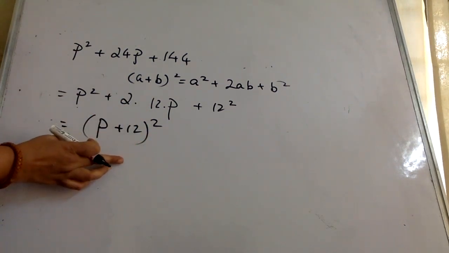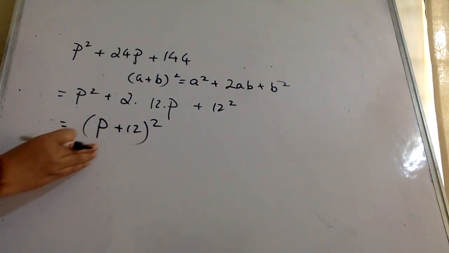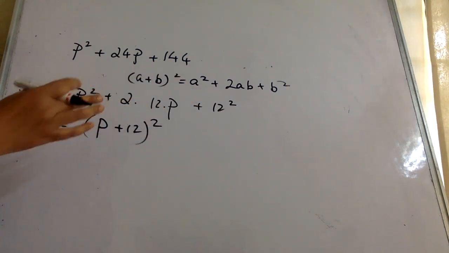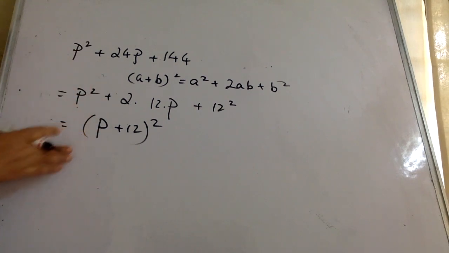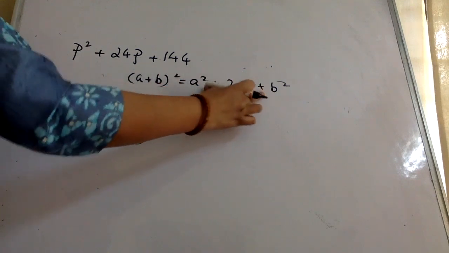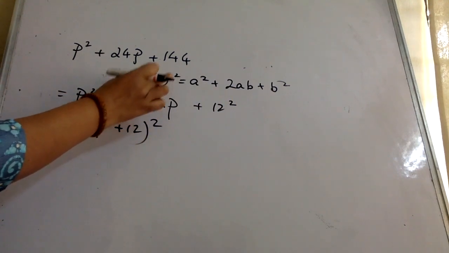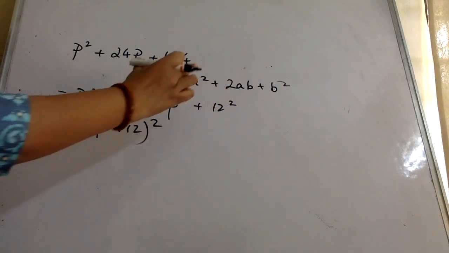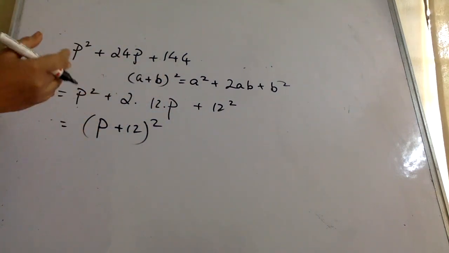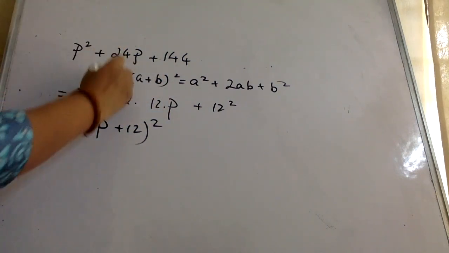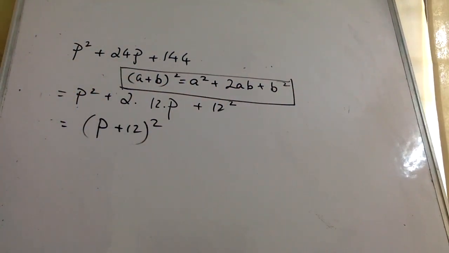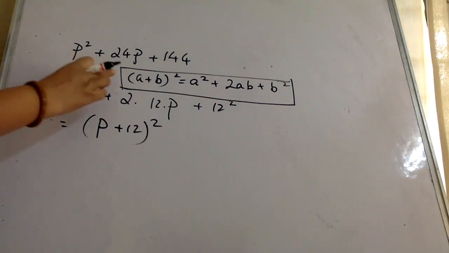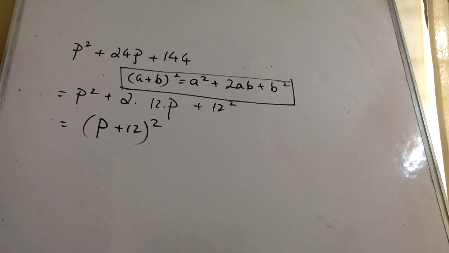Now this is clearly a factor. Why is it a factor? Because it is p plus 12 into p plus 12. So we have converted this expression to factor form. As I have told, this side to this side conversion is factorization, and this side to this side conversion is expansion. So expansion is the opposite of factorization. I'll just make a box. Don't mix this up with the rest of the sum. You can write it at the side or at the top of your notebook. This will not carry any marks. Only this much will carry marks.